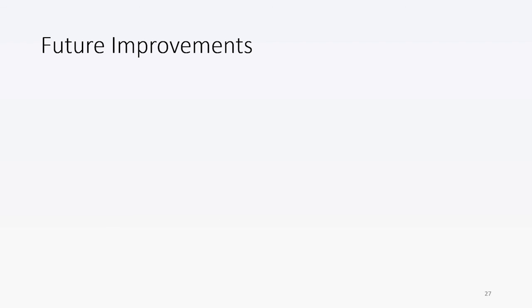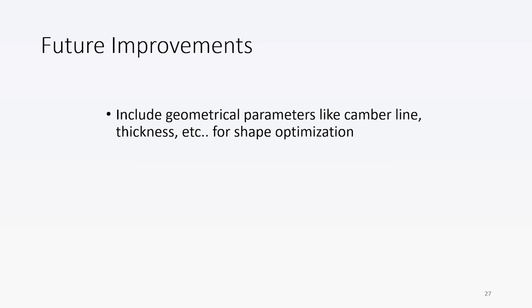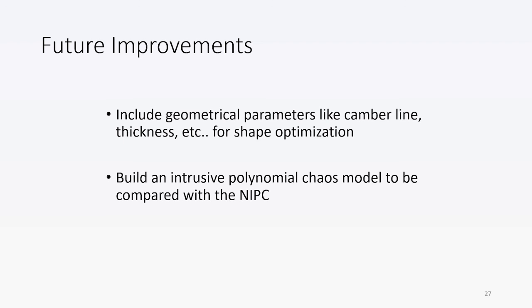As a future work, the geometrical parameters defining the NACA 2412 airfoil, like the camber line and thickness, could be included. This would allow us to see the effect of any geometrical change on the coefficient of lift, leading to the airfoil shape optimization. Also, an intrusive surrogate model could be built and compared with the NIPC in terms of accuracy and computational cost.